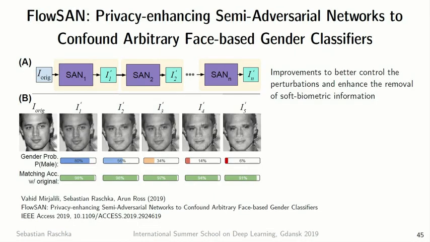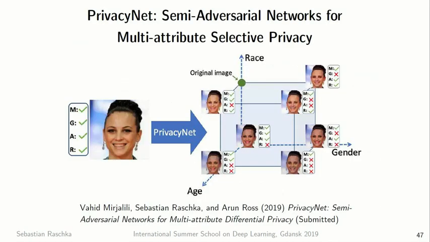Another method that we just published last week is this FlowSAN, where we have more control over the face perturbation, so where we can basically regulate the trade-off between matching accuracy and gender flipping, so that we have different outputs. We basically have multiple SANs in a row. And then the newest one that is not published yet but just submitted is PrivacyNet, where we basically do the same thing with multiple attributes. Before we only had gender, now we are also having age and the race of the person.